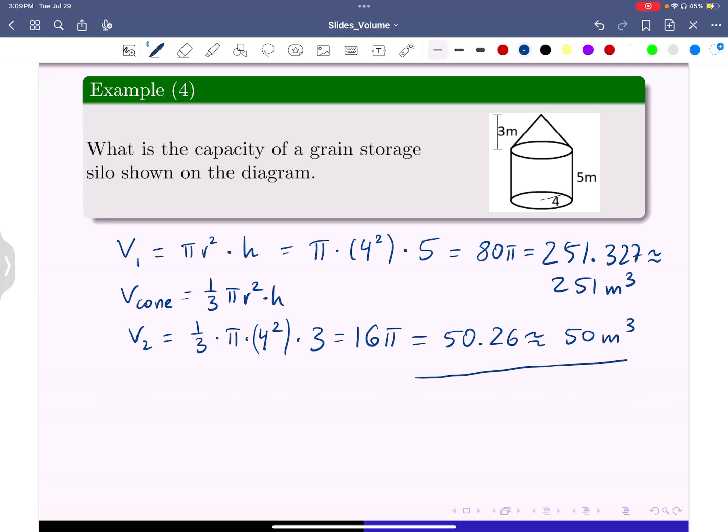So for the total capacity of that silo, we would add them together. We would add 251 plus 50. So that should give us 301 meters cubed. So that's my capacity if I add 251 plus 50.